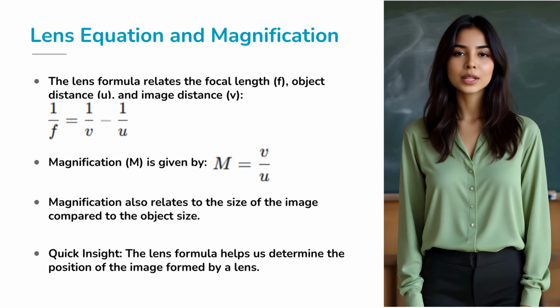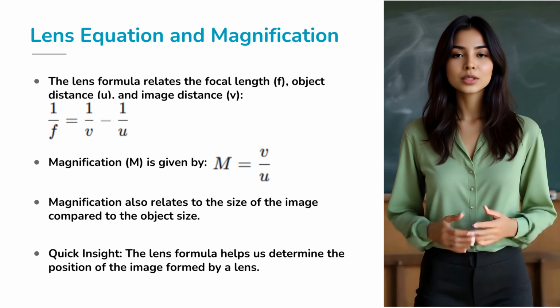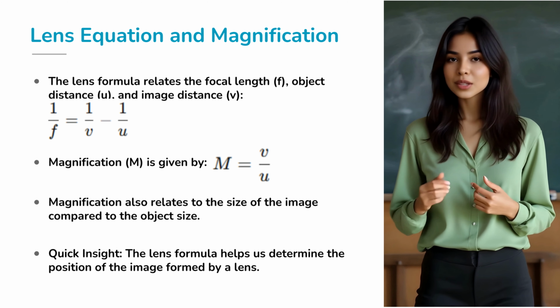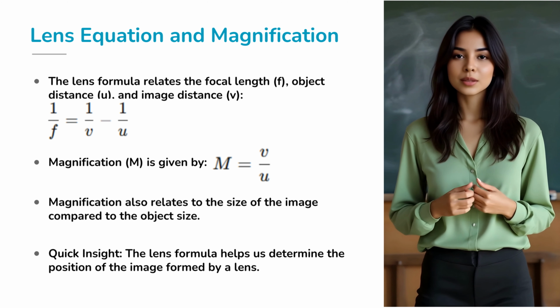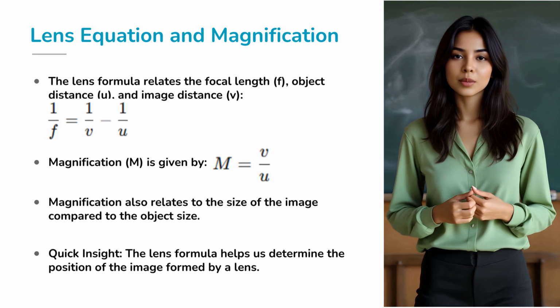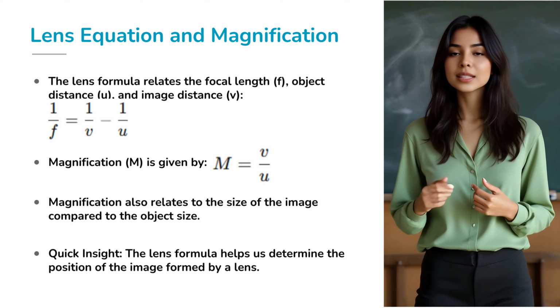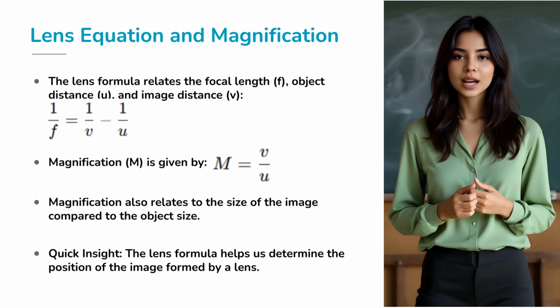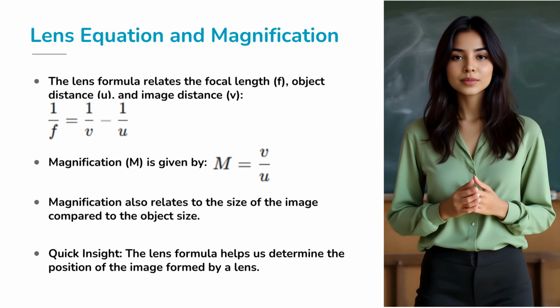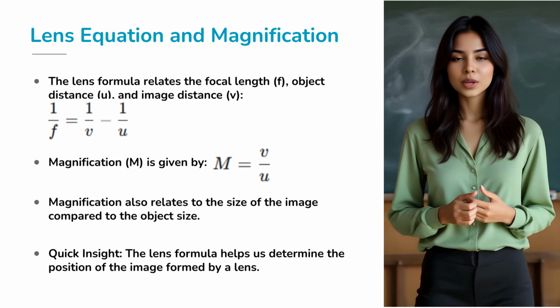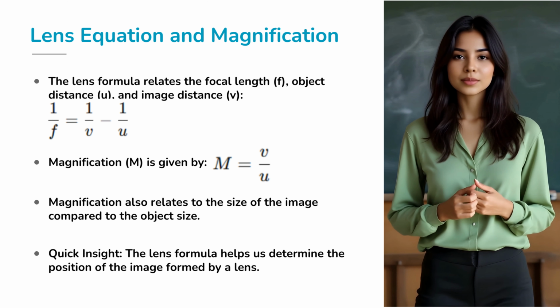To understand how a lens forms an image, we use a very important formula called the lens equation. This equation is written as 1/f = 1/v - 1/u, where f is the focal length of the lens, v is the image distance, and u is the object distance. This equation helps us figure out where the image will appear when light passes through a lens.